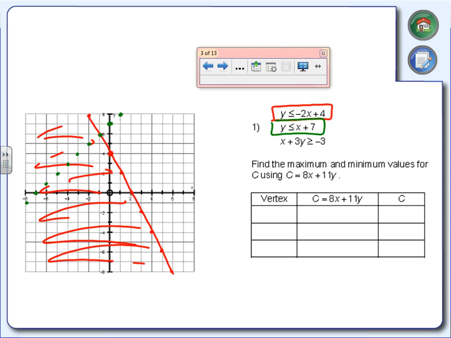Now that I've got those points, I'm going to connect those points. And in my case, I'm going to connect those points with a solid line, because there is an equal sign underneath the inequality. So there's the solid line. Notice it says less than. Less than means we need to be shading to the bottom. So I'm going to very lightly shade to the bottom of that line.